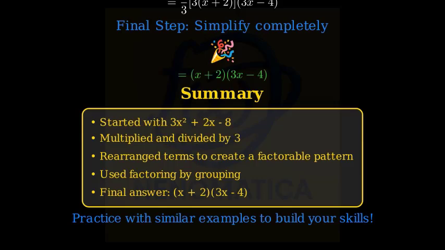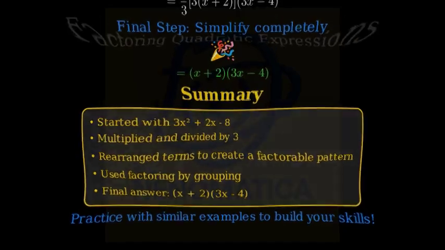Remember, this technique is very useful when working with polynomials that have coefficients other than 1 for the squared term. By factoring out the coefficient and working with the resulting expression, we can often find the factors more easily.